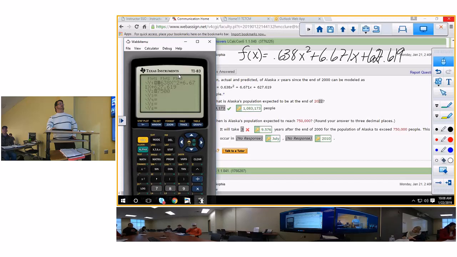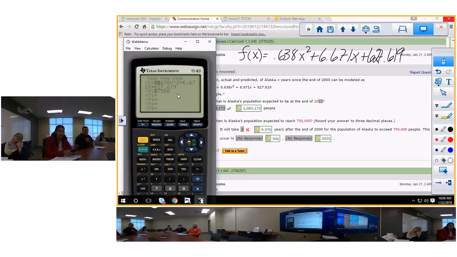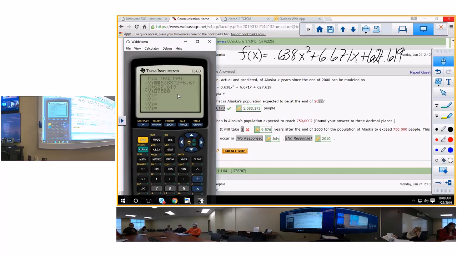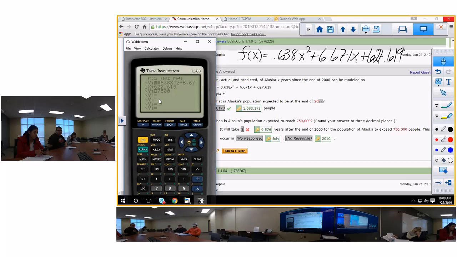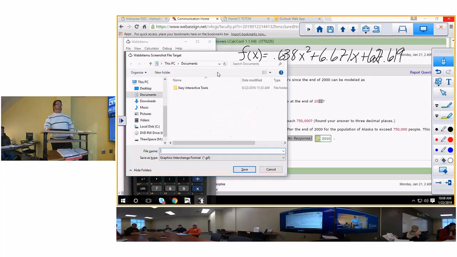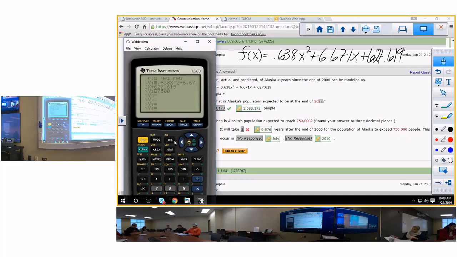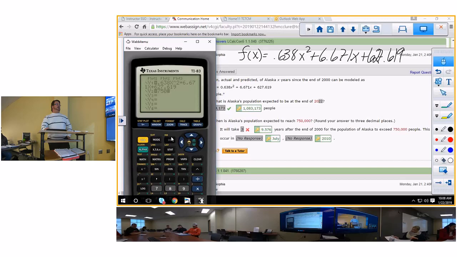0.638 x squared, right? Plus 6.671 x, plus 27.61. Wouldn't it just be 750? Thank you. I knew there was something I was doing wrong. I don't know why they're talking about... Don't use the keyboard, Hubert. Let me take that out. Thank you for your help on that one.